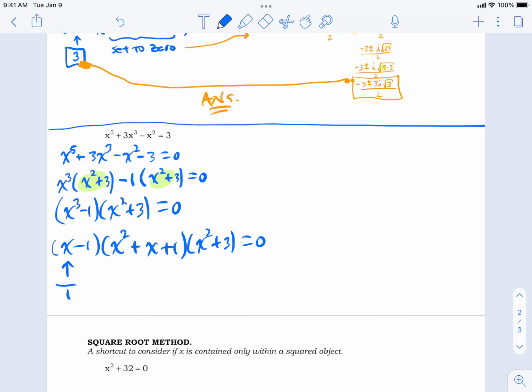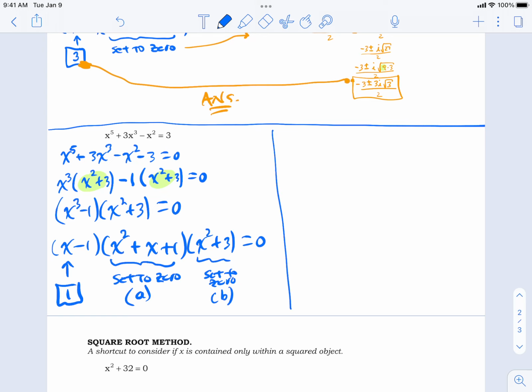Now this one's good. All you got to do is plug a 1 in there. That's a solution. But this one, we're going to have to pull aside and set to 0. I'll call this A. And then this one, we're going to have to pull aside, set to 0, and I'll call this B. So coming over here, A, I got to set this thing to 0. x squared plus x plus 1 equals 0.